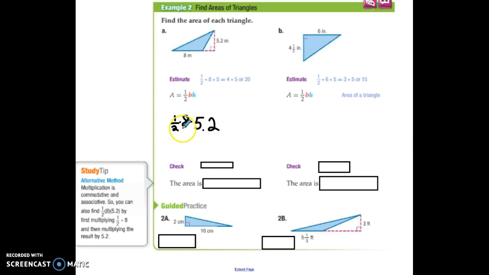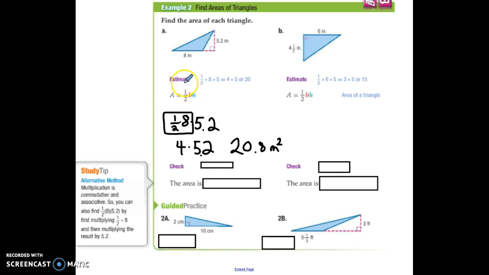Okay, now to me it would be smart to take half of 8, because most of us know what half of 8 is. It is 4. And then do 4 times 5.2. And so I'm going to get 20.8. And what's my label going to be? Square meters. 20.8 square meters.